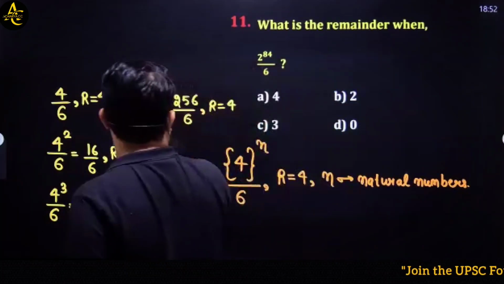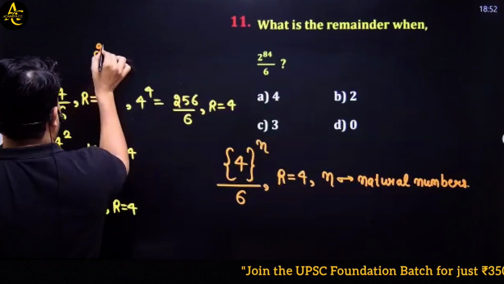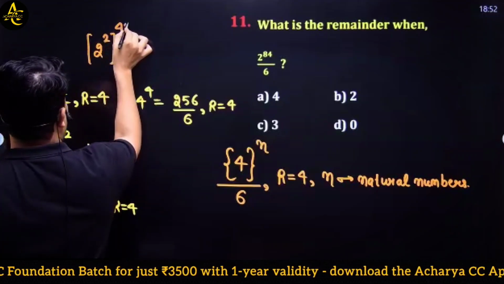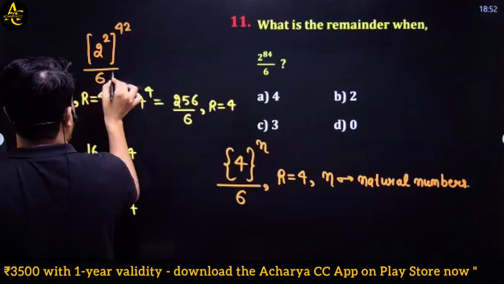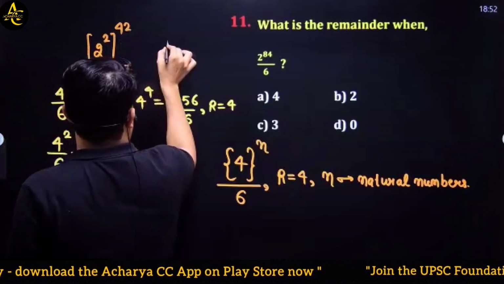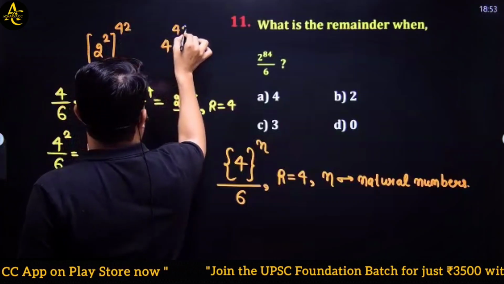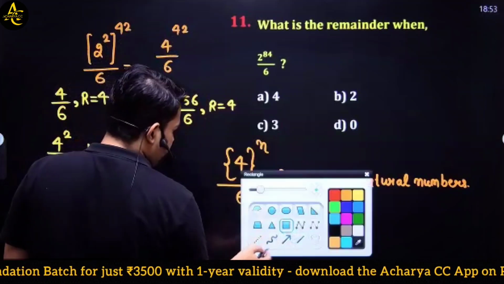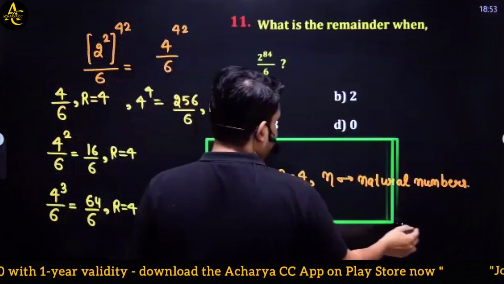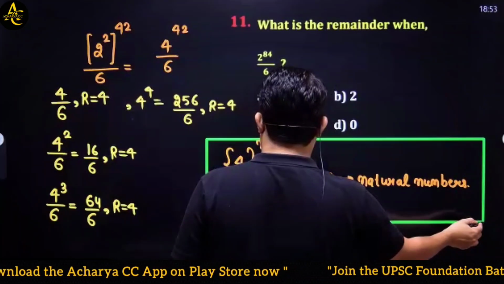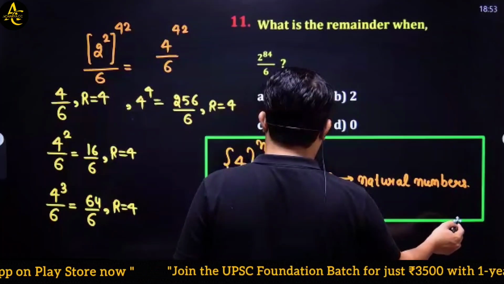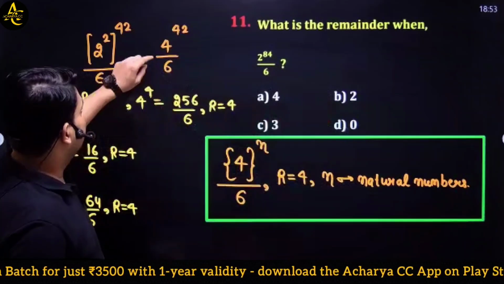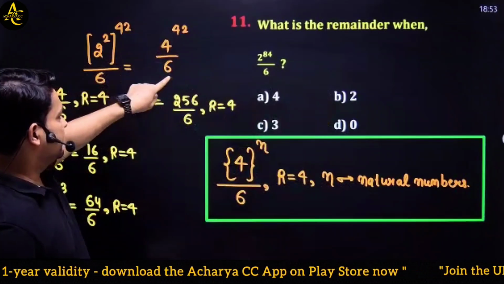What can I write it? See, 2 to the power 42 upon 6 is equal to 2 to the power 2 to the power 42 upon 6, which is nothing but 4 to the power 42 upon 6. We have learned a concept that if 4 to the power n is divided by 6 and n belongs to natural numbers, then the remainder is 4. Here, 4 to the power 42 is divided by 6. The remainder will be 4.